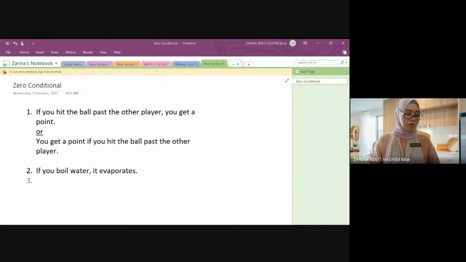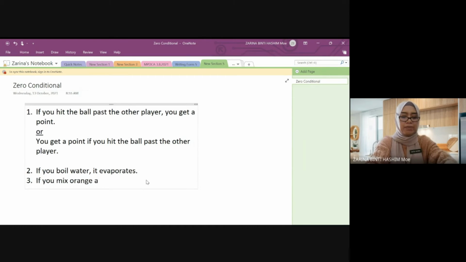Or if you don't want to do a lot of thinking about whether that sentence is correct, you just start with if. Then it'll be easier. If you boil water, it evaporates. You cannot start a sentence with it because we do not know what you are referring to. Okay, yes. If you mix orange and brown, it becomes yellow. That is a fact. If you mix colors, orange and brown, it will turn into yellow. This is based on facts.